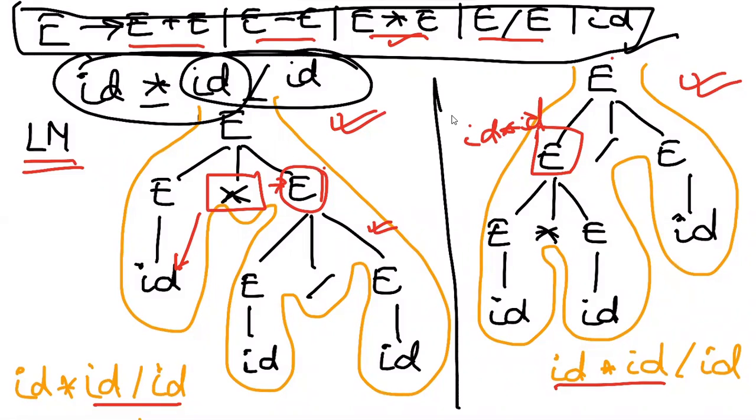Okay, so now what we have to do is find out a way of removing this ambiguity that is present in the grammar. To remove the ambiguity, we will discuss in the next video what is to be done.